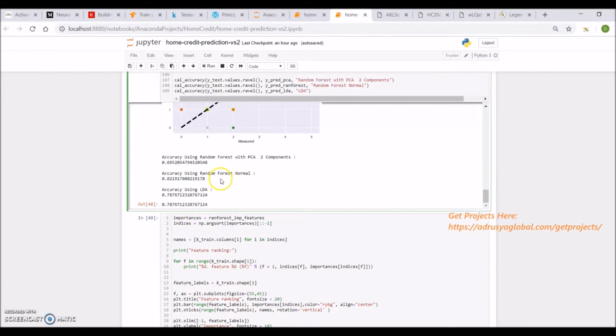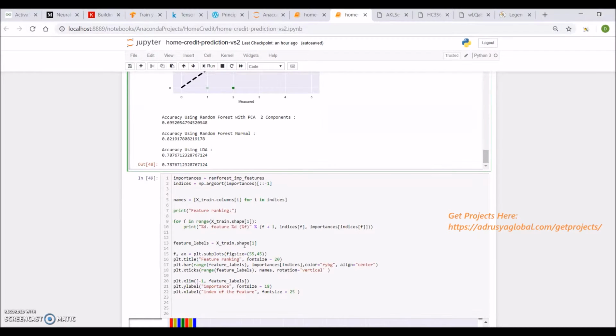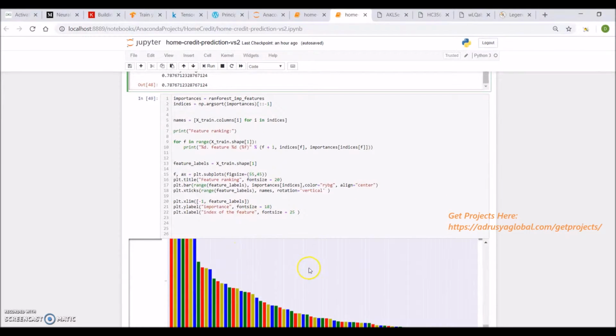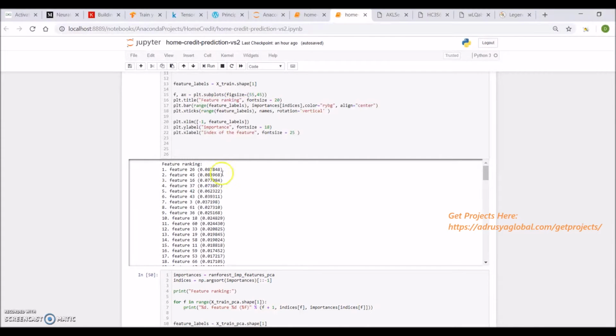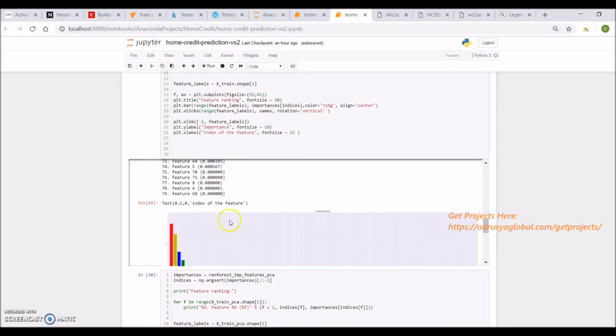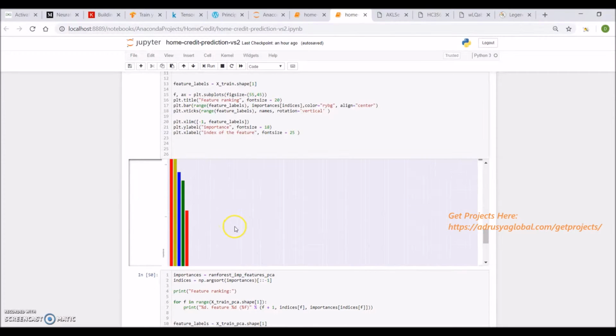If you are interested in knowing the important features that have influenced the classification, we can use the random forest important features method to determine the ranking of the features. We have used that, and we found the results as below. Features 26, 45 and 16 take a much higher priority than many of them. There are about 80 features.